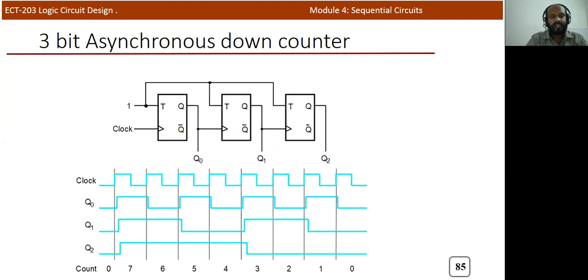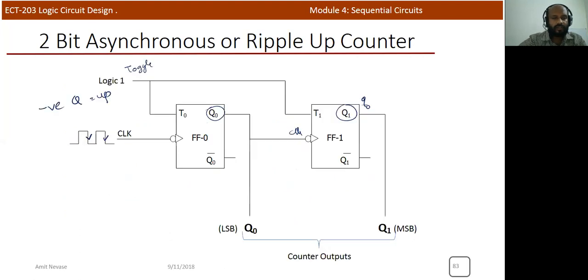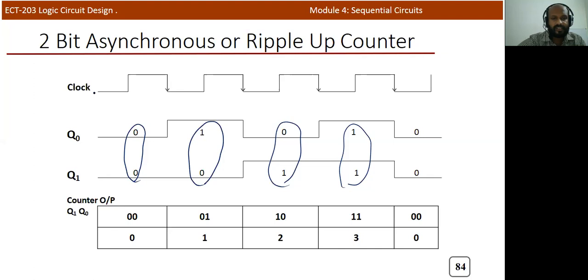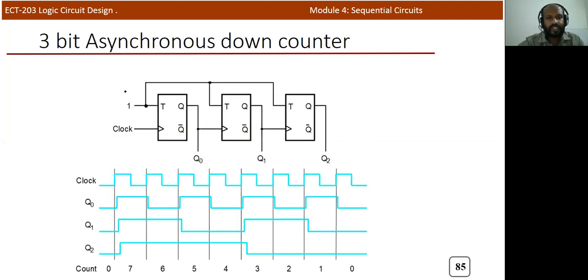Now we can discuss a 3-bit asynchronous down counter. Already we identified that the previous circuit acts as an up counter. Now we'll discuss a 3-bit asynchronous down counter, again by using T flip flops. In this diagram, you can see that the clock is a positive edge triggered clock, and the Q output is used as the clock for the next stage. Since both are positive, it will definitely act as a down counter.